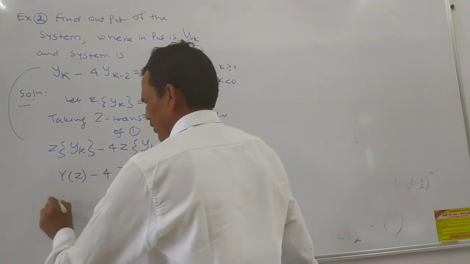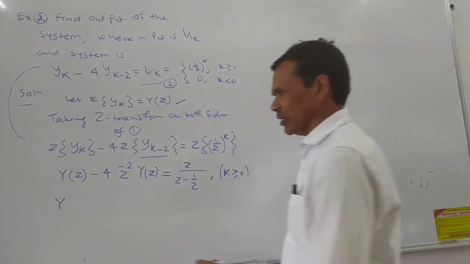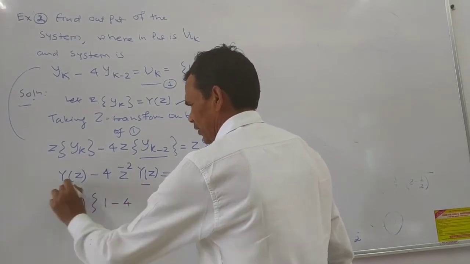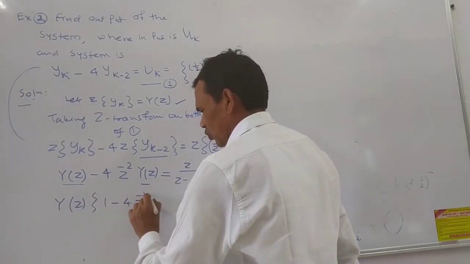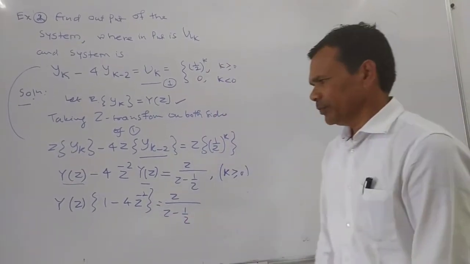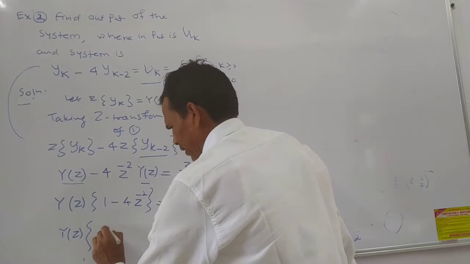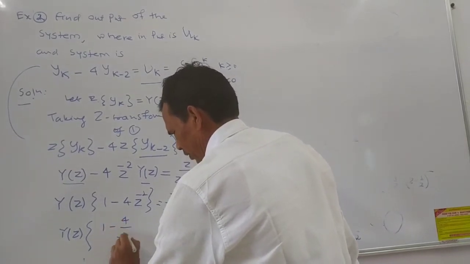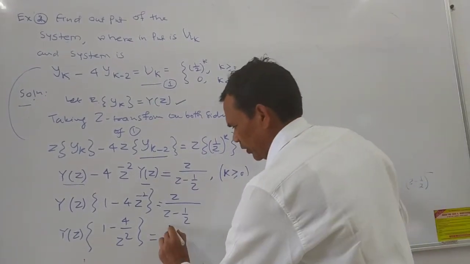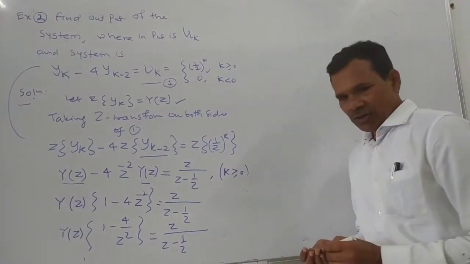Then I take y of z common here, because y of minus 1 and y of minus 2 are 0, since this is a causal sequence. So y of z into the bracket 1 minus z raised to minus 2 is equal to z upon z minus half. Now I simplify this further: y of z times the bracket 1 minus 4 upon z square, taking z raised to minus 2 to the denominator, gives z raised to 2, on the left, and z minus half on the right hand side.